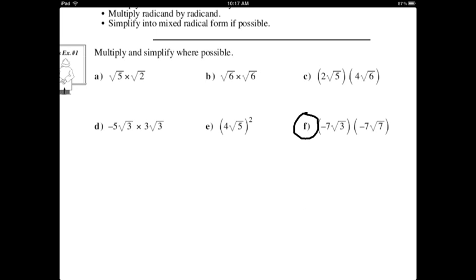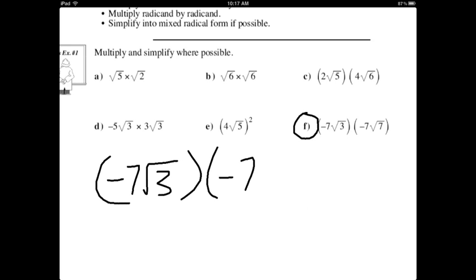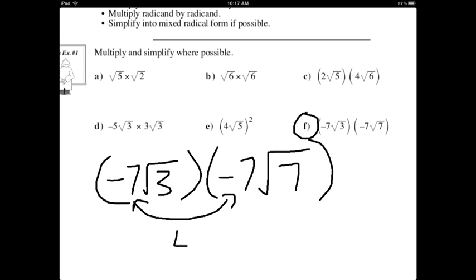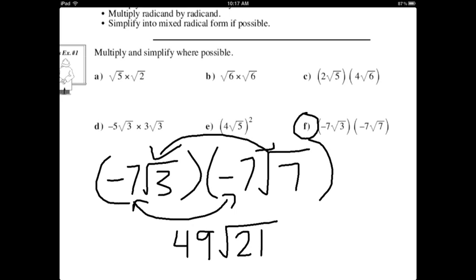For F, you have negative 7 root 3 in brackets times negative 7 root 7. Multiply your coefficients together, you've got negative 7 times negative 7. That's going to be a positive 49. And then, of course, with your radicands, you have root 3 times root 7. That's going to be root 21. And this cannot be reduced.